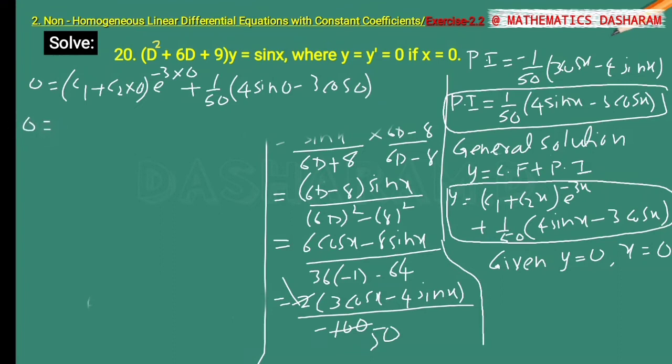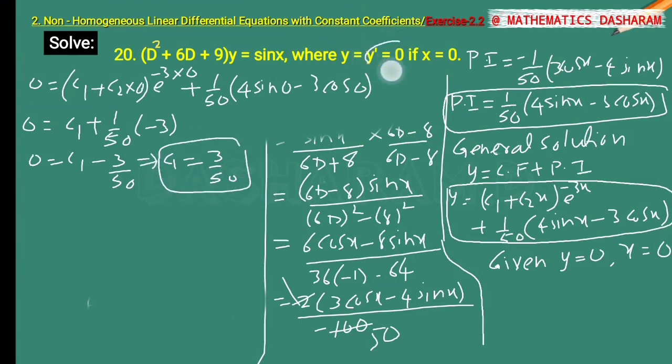0 equals, here c1 plus c2 into 0 is 0, and e to the power of 0 is 1, plus 1 by 50 into 4 into sin 0 is 0, cos 0 is 1, so here minus 3 will come. So 0 equals c1 minus 3 by 50, then c1 equals 3 by 50.